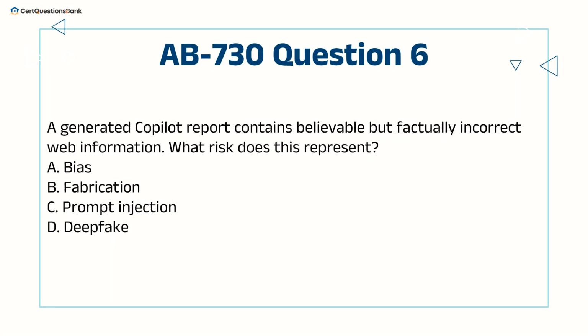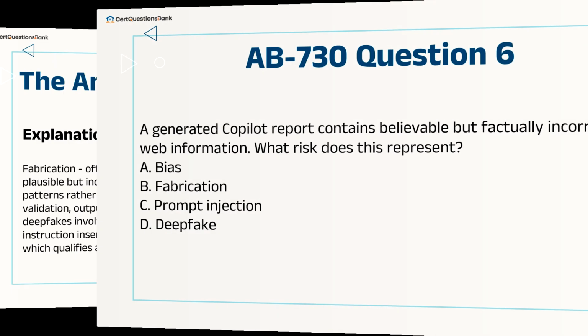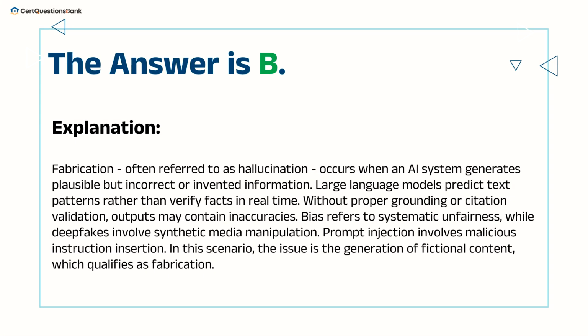A generated Copilot report contains believable but factually incorrect web information. What risk does this represent? A. Bias. B. Fabrication. C. Prompt injection. D. Deepfake. The answer is B.